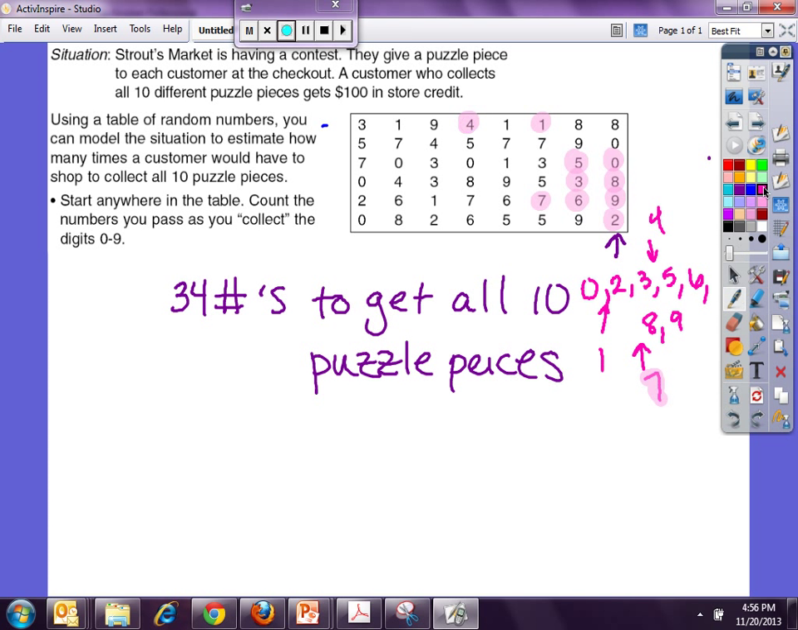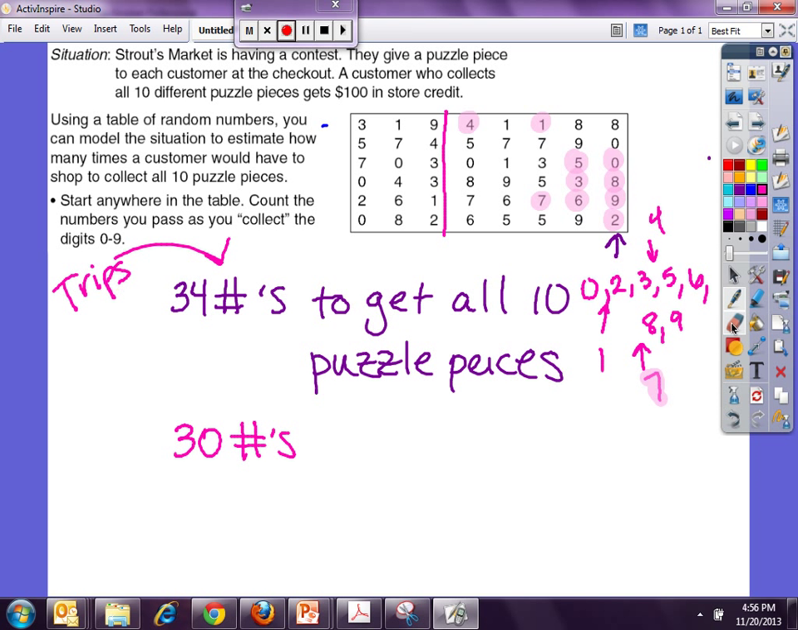So let's count here. How many shopping trips did I have to go through? Well, if I have 1, 2, 3, 4, 5, 6, and I have 5 columns of 6, that means it took me 30 numbers or trips.